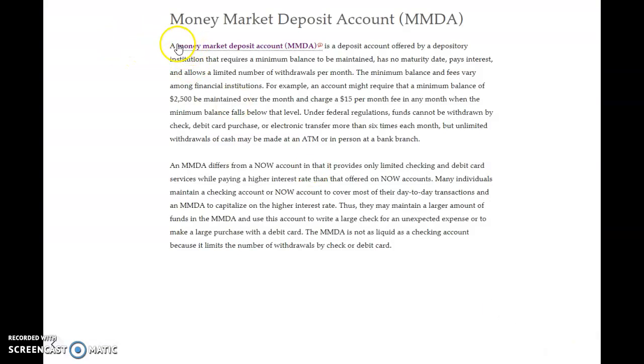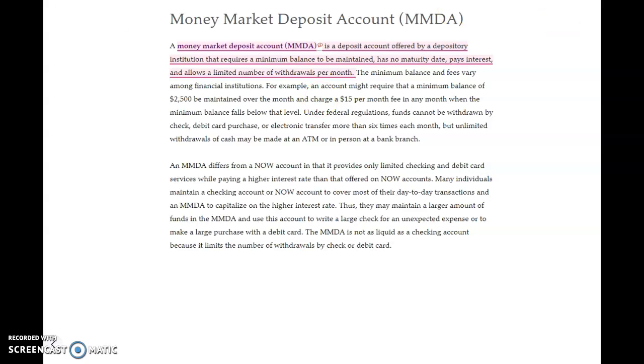Money market deposit account, MMDA as they refer to it here. This is a deposit account offered by a depository institution. It requires a minimum balance to be maintained, has no maturity date, does pay interest, and allows a limited number of withdrawals. So if you're going to go this route, you're probably limited to so many withdrawals a month.